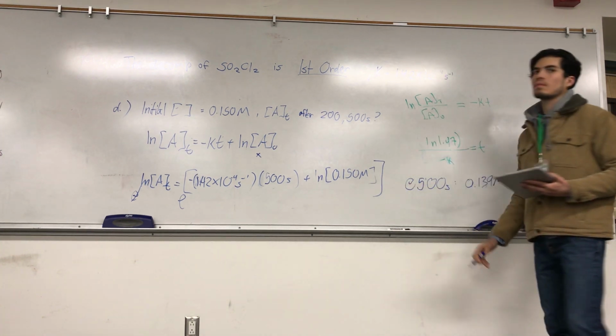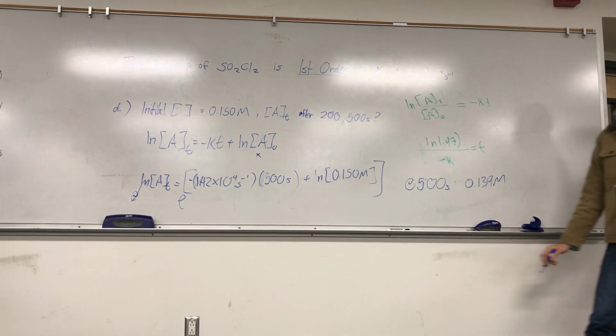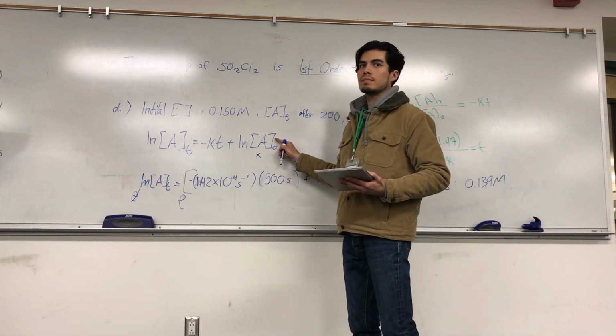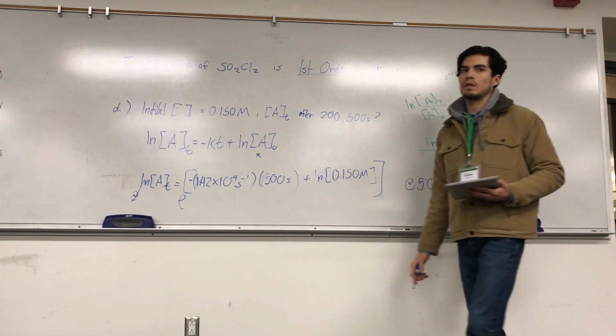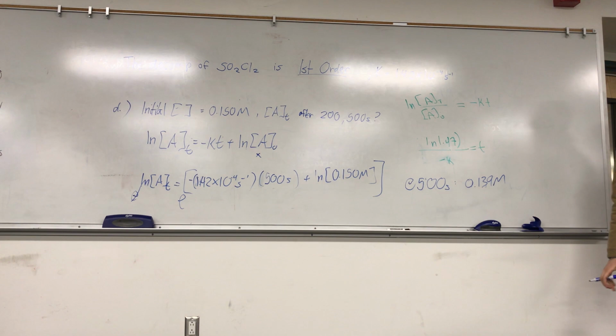That's the equation of a map, like... Which one? This one? This is integrated. That's the integrated rate one. Yeah. Of first order. 0.14.